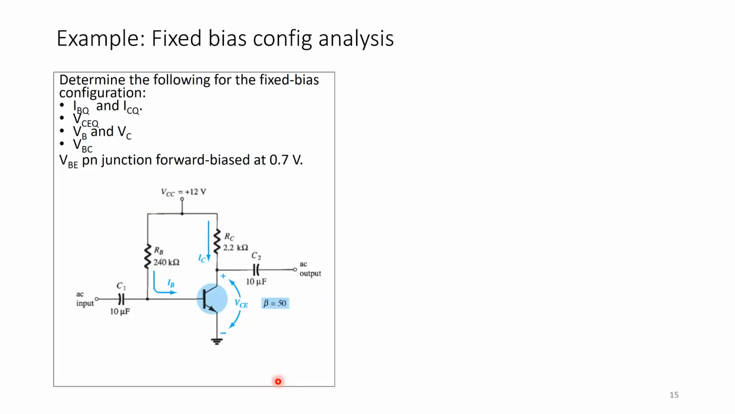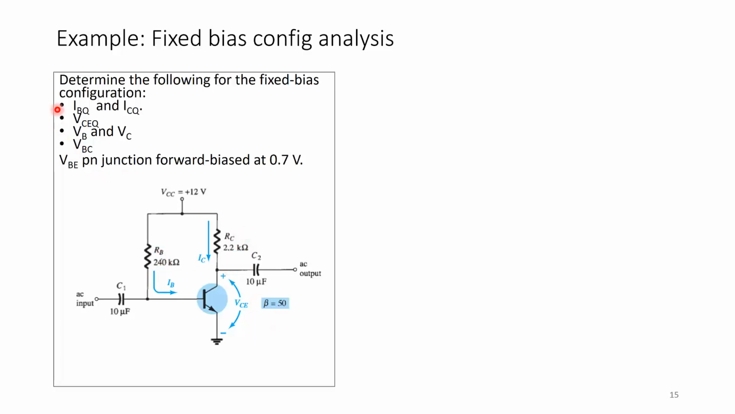Okay, let's do an example. Now we're ready for an example. Determine the following for the fixed bias configuration. You have a fixed bias configuration with an actual resistor value of 240k for RB and 2.2 kilohm for RC. Okay, and beta is given to be 50.